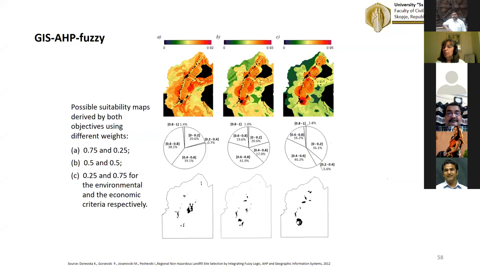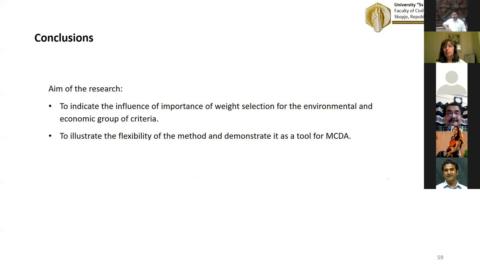It means that if we assign a higher value to the economic set of criteria, then the most favorable areas for landfill siting will be closer to the settlements, but this is not fulfilling the environmental objective to protect the lowland, which is a highly permeable land. So we come to the conclusion that the aim of the research was to indicate the importance of weight selection for the environmental and economic group of criteria.